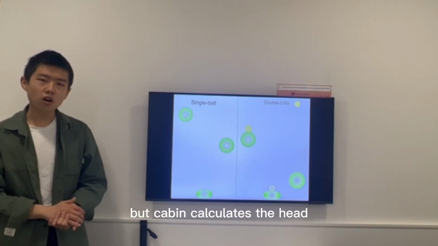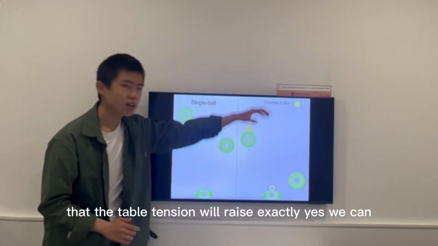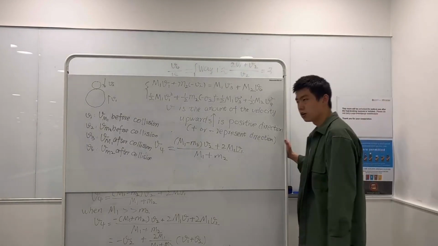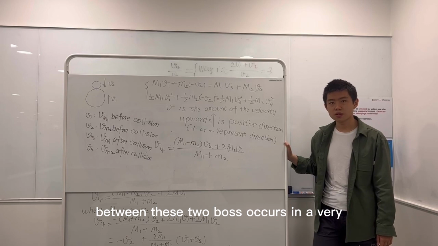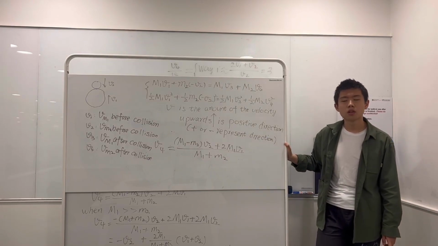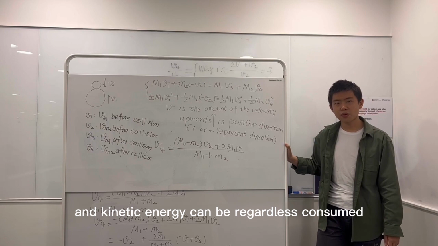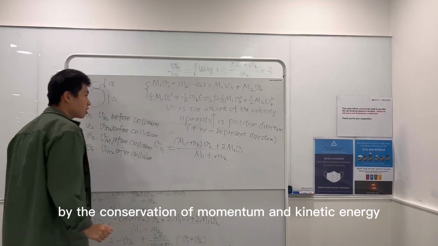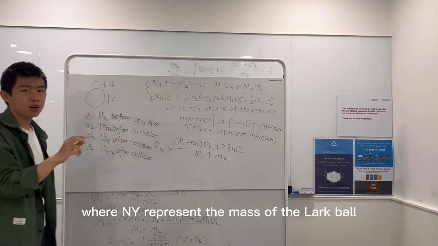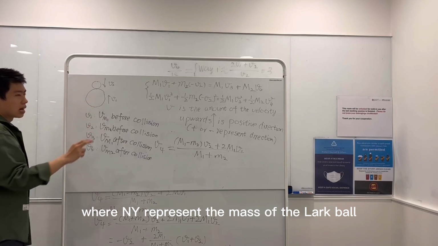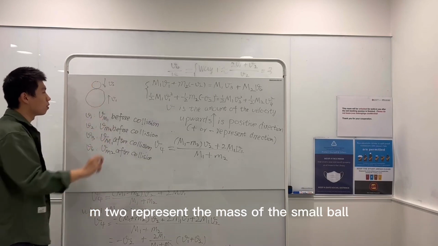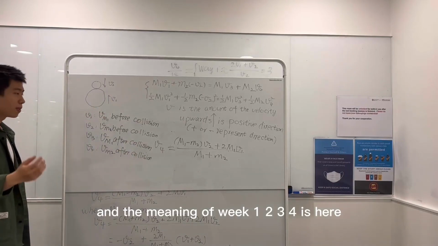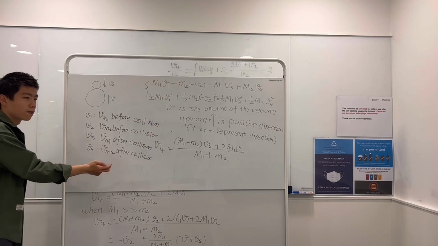But can we calculate the height that the table tennis ball will rise exactly? Yes, we can. Since the collision between these two balls occurs in a very short period of time, their momentum and kinetic energy can be regarded as conserved. By the conservation of momentum and kinetic energy, we can write down these two equations, where m1 represents the mass of the large ball, m2 represents the mass of the small ball. Let's take upwards as the positive direction, and the meaning of v1, v2, v3, v4 is here.